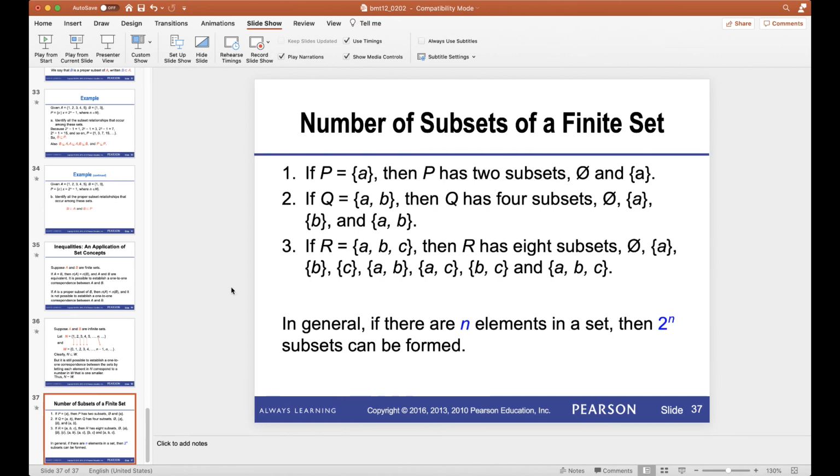Okay. And I think that's pretty much it. This you can read over if you want, but that's pretty much the basics of subsets or sets.